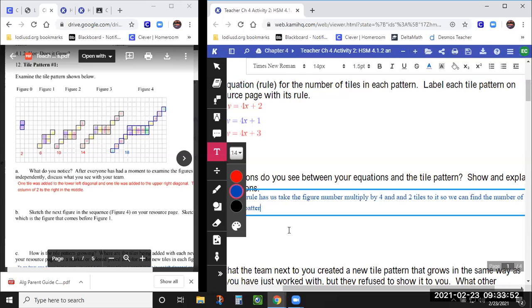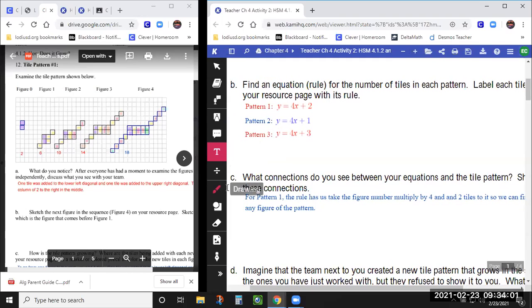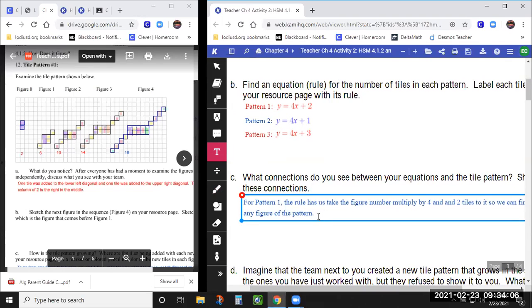Okay. All right, so that's what we're saying about figure 1. That for pattern 1, the rule had us take figure number, multiply by 4, and add 2 to it.